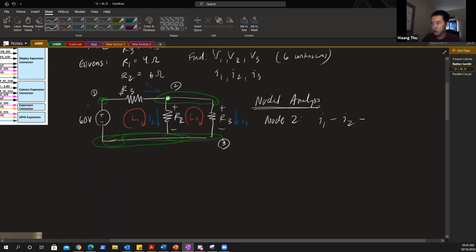And current 3 is also coming out of the node, so it's negative I3. And that's basically equal to 0. So remember how I told you that current 2 and current 3, when they're added together, they should be equivalent to current 1 because resistors 2 and 3 are in parallel. Well, you see this relationship here, right?